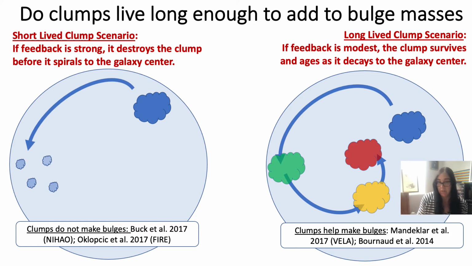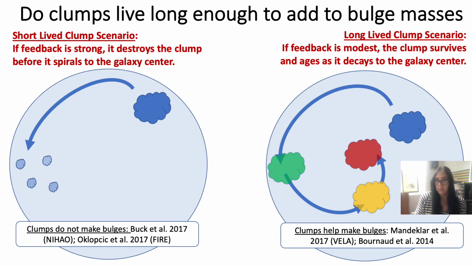And if you do that for 10 or 15 clumps in a galaxy, you can add a significant amount of mass to the bulge. However, if they blow themselves up, they dissipate rather quickly, then they will never make it to the center of the galaxy. They'll become something like a thick disk star. The difference between whether they make it a long time or are short-lived comes down to your feedback model.